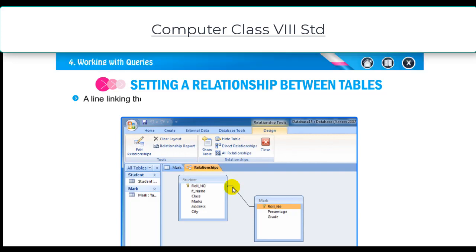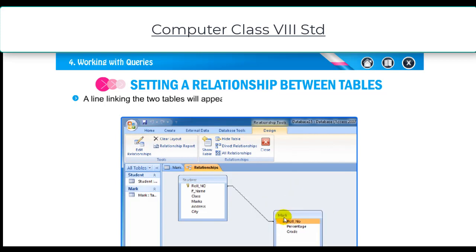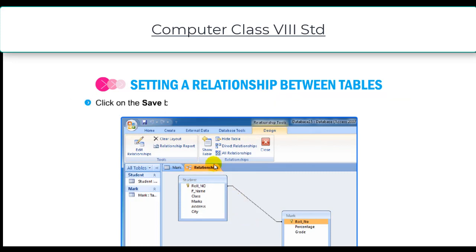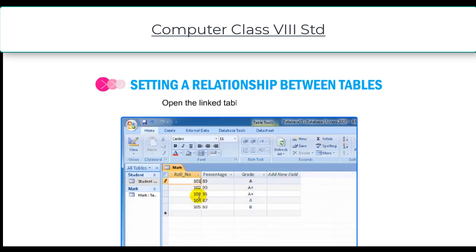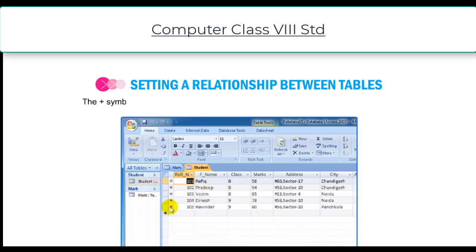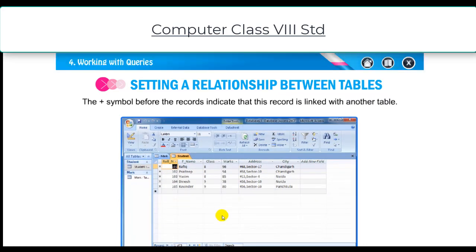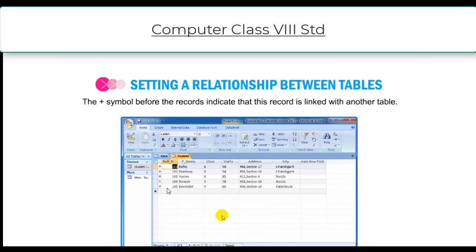Alright. So the line, can you see this line over here? The line linking the two tables will appear indicating that both the tables have been linked on the basis of the common field. What is the common field? Common field is the roll number. So we click on the save button after that and we close this. Open the linked table in the datasheet view. You click on open, and now you can see the plus sign under that plus symbol here, right? Plus symbol before the records indicate that this record is linked with another table.